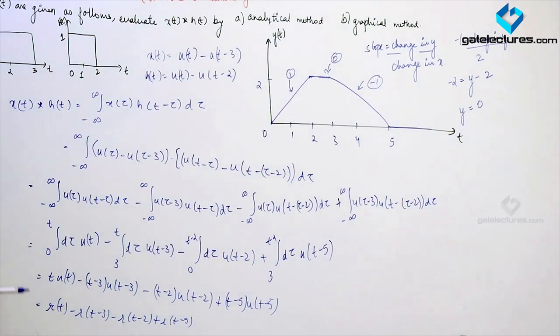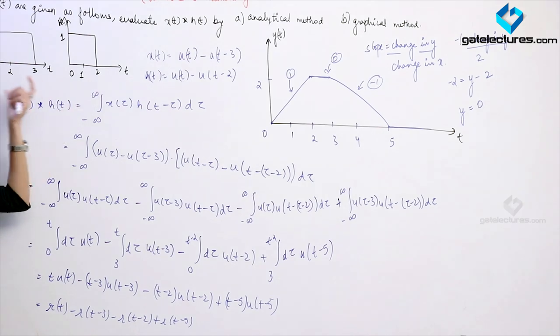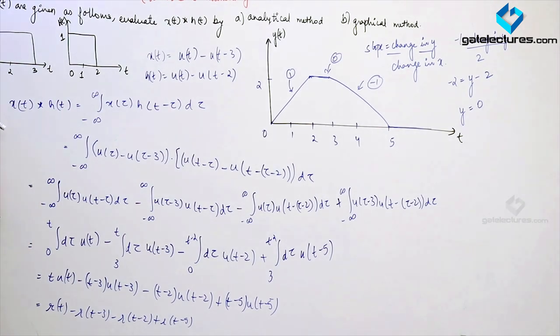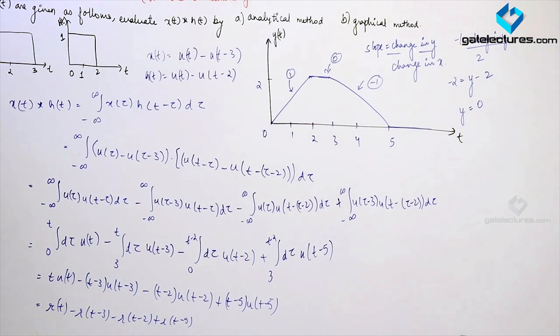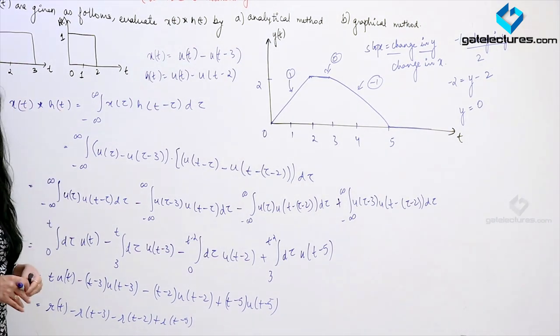See, one thing that you can note here is, since these pulses were of unequal widths, that is why we obtained a trapezoidal pulse. If these pulses were of the same width, that is, if both of them had a duration of 2 units or 3 units, we would have obtained a triangular pulse.